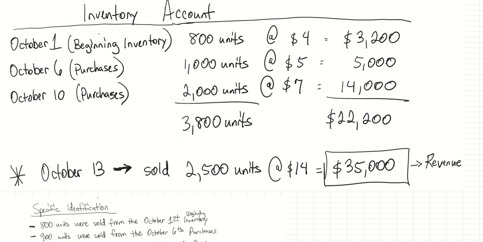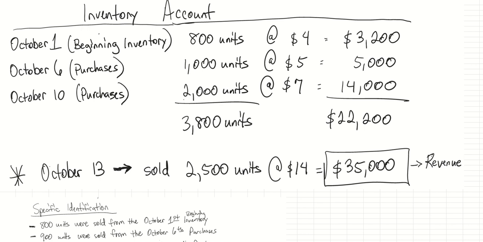All right, this is the specific identification method, or the specific ID method. This is another method that is used to determine the cost of goods sold that should be reported in the company's books that went along with generating the revenue, and also figuring out what the ending inventory balance will be. As you can see here, this is the same scenario from the other inventory costing methods example. When it comes to the specific ID method, you are specifically identifying the cost of the unit that was sold to generate revenue.